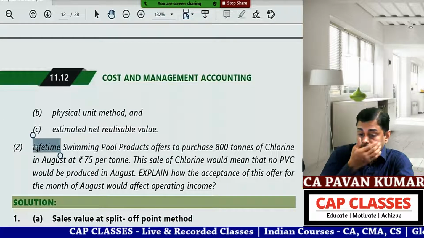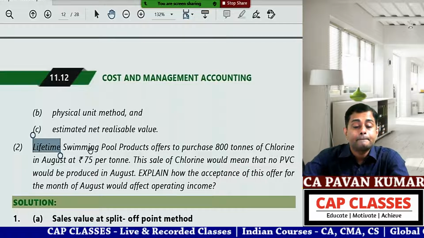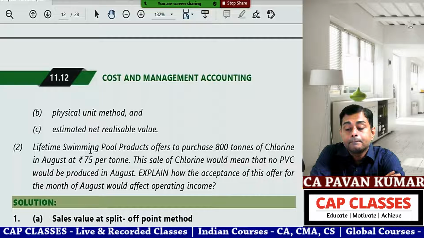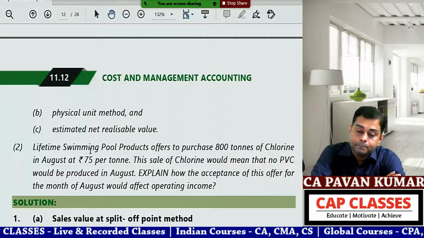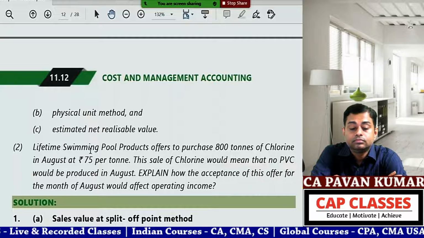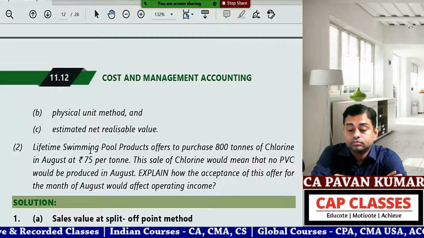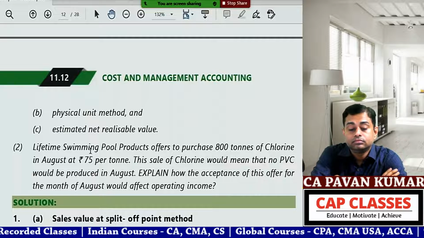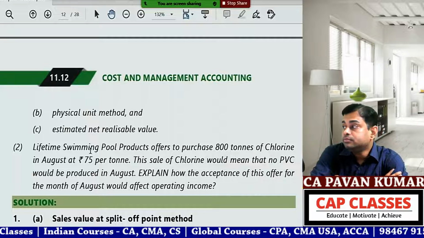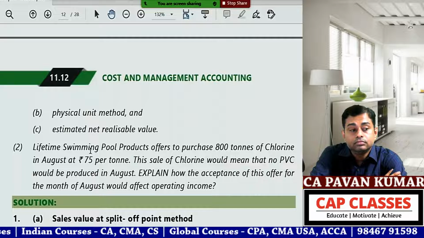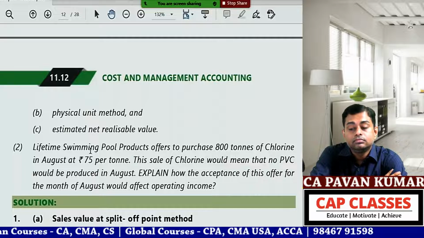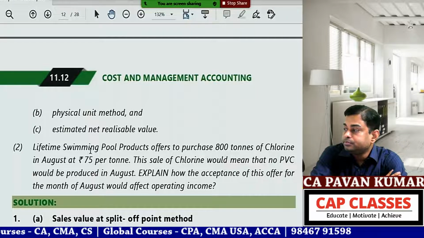Second question. Read this now. Lifetime Swimming Pool Products offers to purchase 800 tons of chlorine in August at rupees 75 per ton. This sale of chlorine would mean that no PVC would be produced in August. Explain how the acceptance of this offer for the month of August would affect operating income. So tell me the answer for the second question.